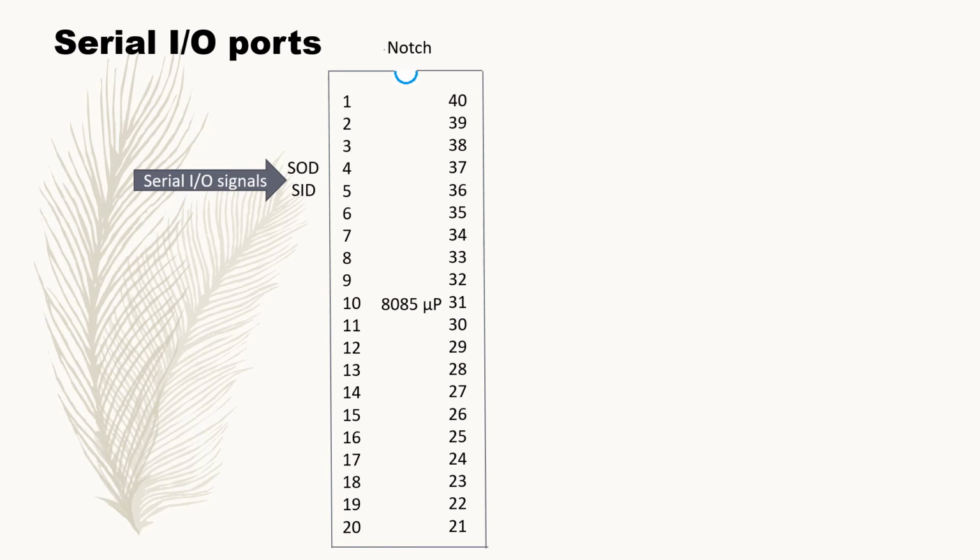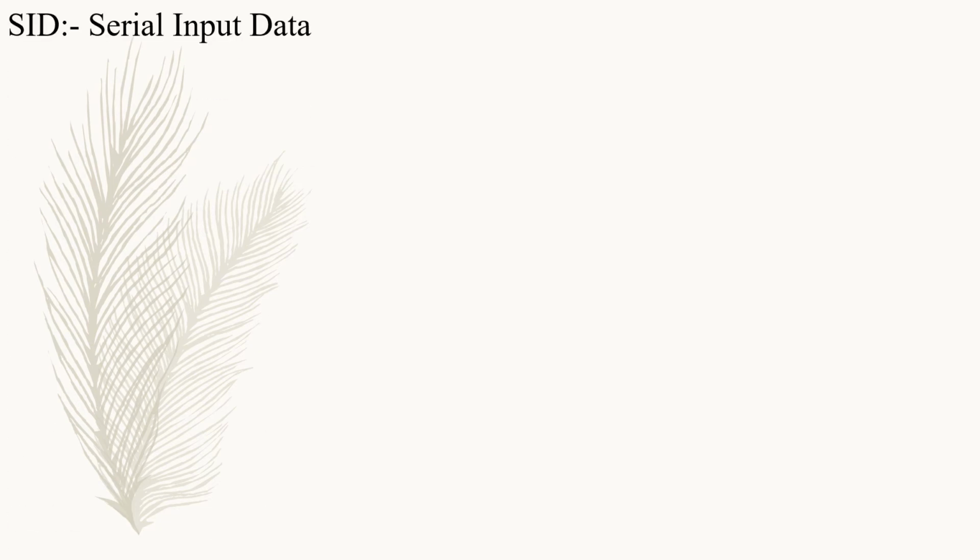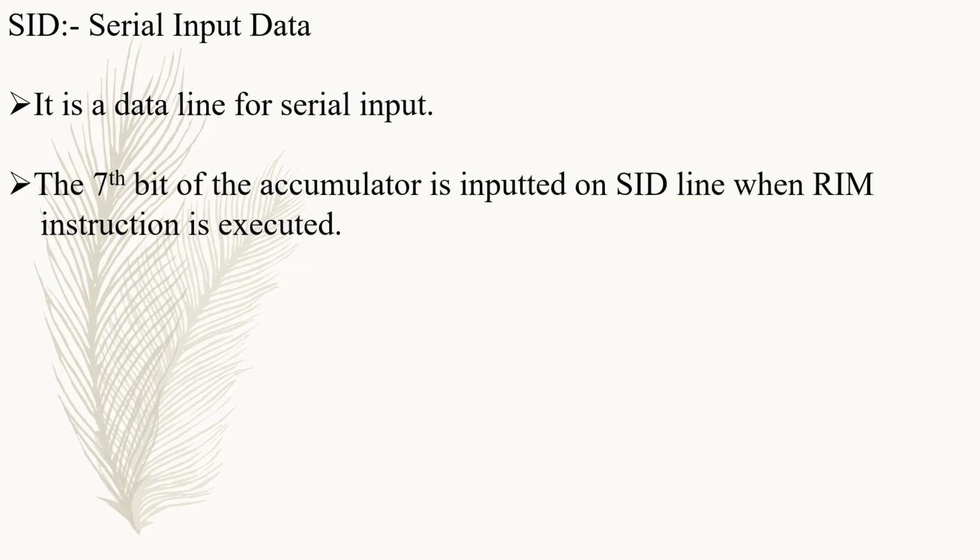So let us discuss SOD and SID in detail. There are two pins for serial communication. One is pin number 5, which is for serial input data, and the other is pin number 4, which is for serial output data. SID, serial input data, is the data line for serial input. The seventh bit of the accumulator is inputted on the SID line when the RIM instruction is executed.